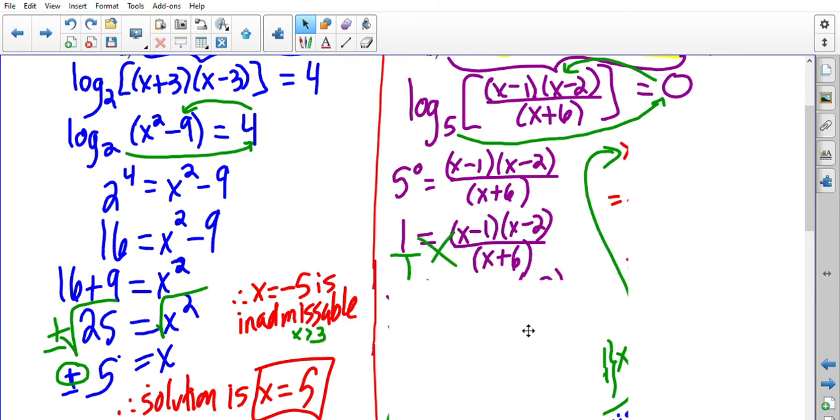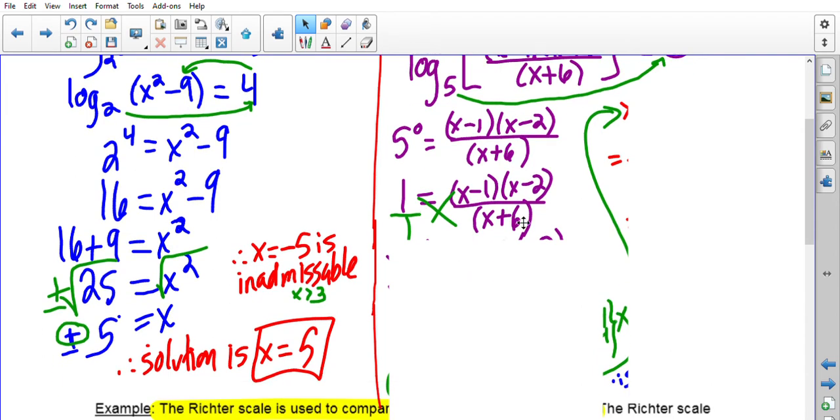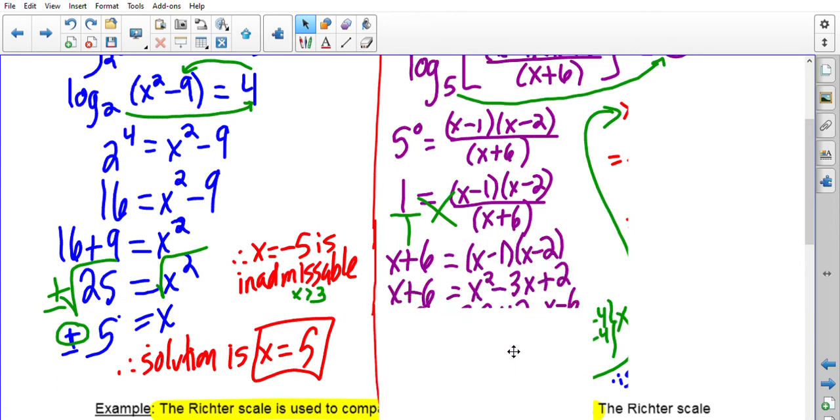Okay. So what's nice about this case here is that we can just immediately cross multiply. Right? So we have 1 equal to a rational expression here. So 1 times x plus 6 is x plus 6, and then 1 times our two factors here are just the two factors. All right, now we can expand. So let's use FOIL to expand x minus 1 and x minus 2. And collect like terms, we're going to get x squared minus 3x plus 2 equals x plus 6.